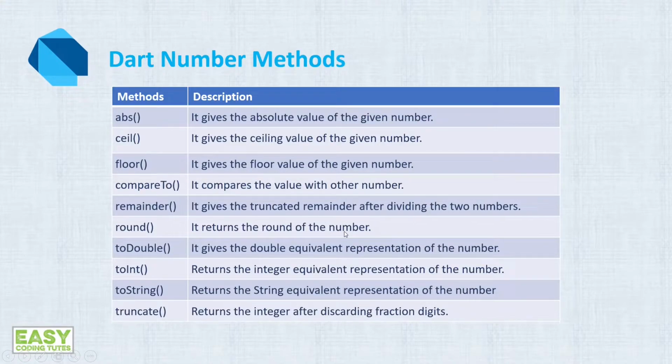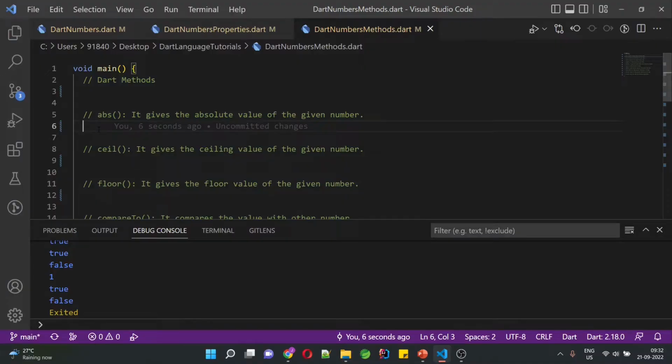Round. It returns the round of the number. To double. It gives the double equivalent representation of the number. To int returns the integer equivalent representation of the number. To string returns the string equivalent representation of the number. Truncate returns the integer after discarding fraction digits. So let's have an example to understand these methods in a better way. So here we have an example for Dart methods. So we will understand each method one by one.